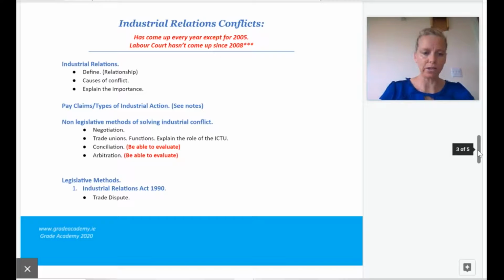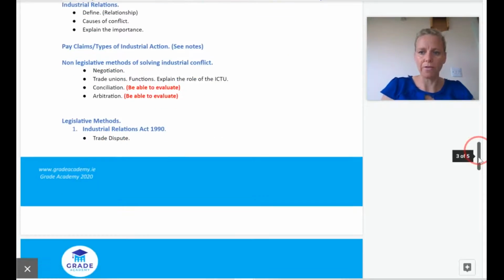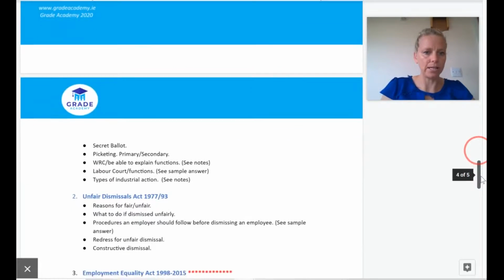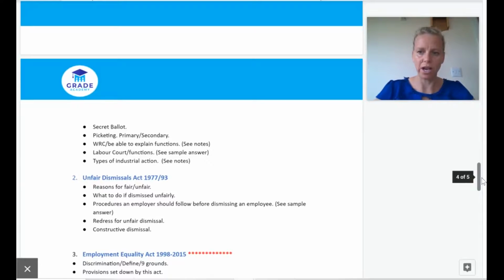So the first act we're going to look at is the Industrial Relations Act 1990. Again, it's really important that you learn your dates on this. The first thing that it does is it defines what a trade dispute is. So learn a proper definition of that. A disagreement, you could say, about the conditions of work or the conditions of employment. You can talk about the employment or the non-employment of your employees. So learn a good definition for that. The next one we have is a secret ballot.